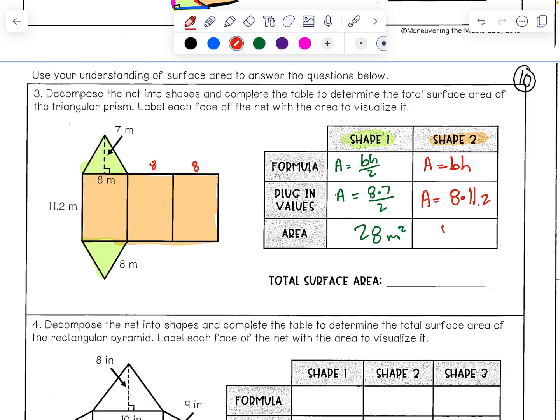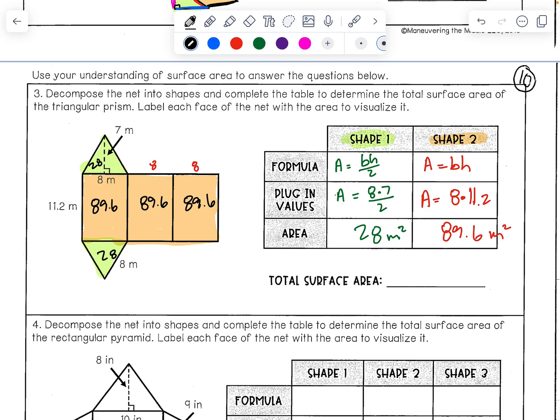So 89.6, and that's going to be square meters. Actually, let's write these down. This is 28, and this is also 28, and this is 89.6, also 89.6, also 89.6. There are 3 of them, so just times it by 3 or add them 3 times.